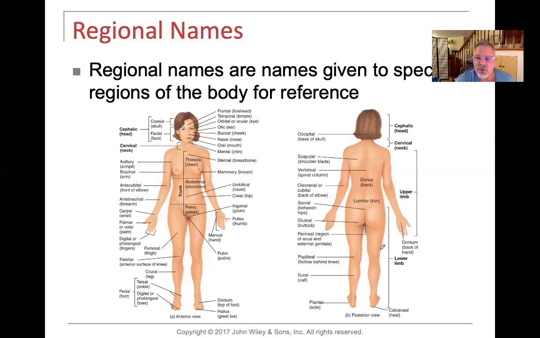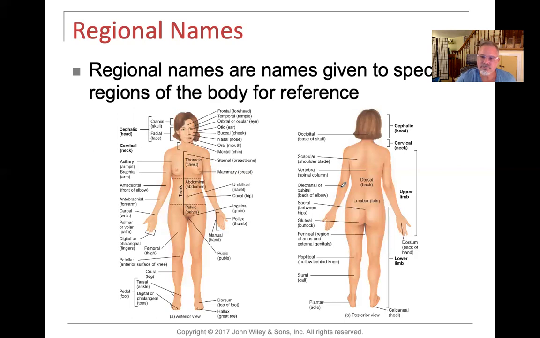When you look at the lower limb, the back of the knee is called the popliteal. The calf is called the sural. The heel is calcaneal. And again, underneath, the sole of the foot is called the plantar surface. This is the lower limb, and this is the upper limb. The back of the elbow is called the olecranon.